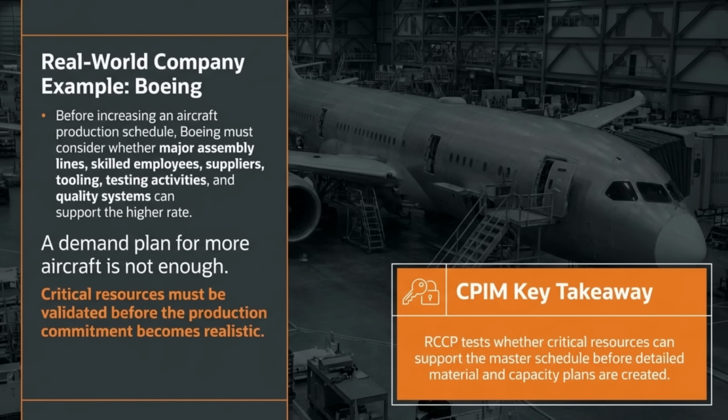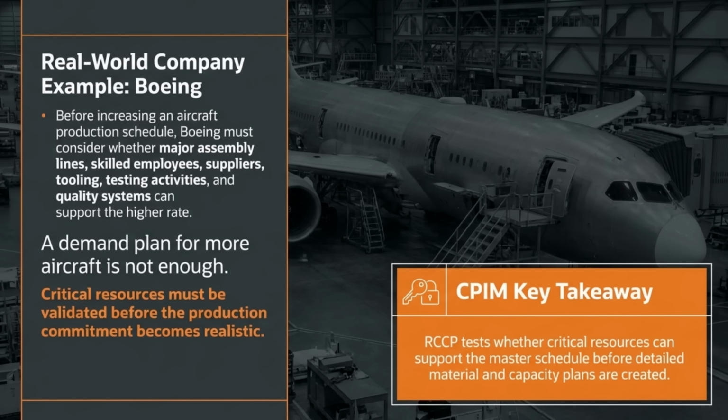Real-world company example. Boeing. Before increasing an aircraft production schedule, Boeing must consider whether major assembly lines, skilled employees, suppliers, tooling, testing activities, and quality systems can support the higher rate. A demand plan for more aircraft is not enough. Critical resources must be validated before the production commitment becomes realistic.